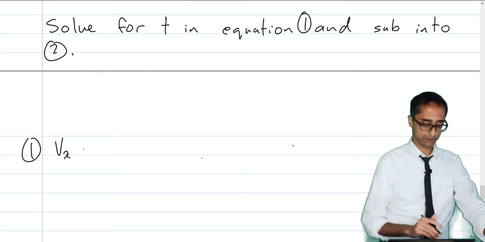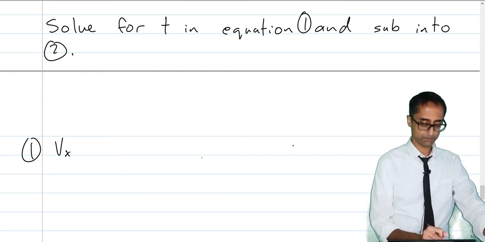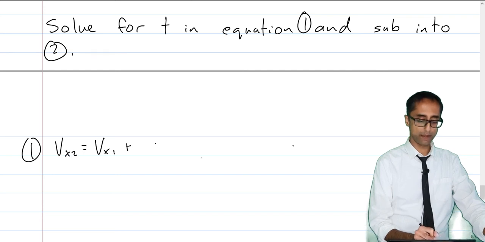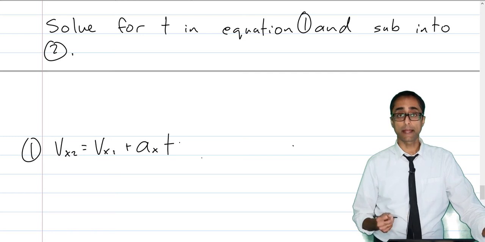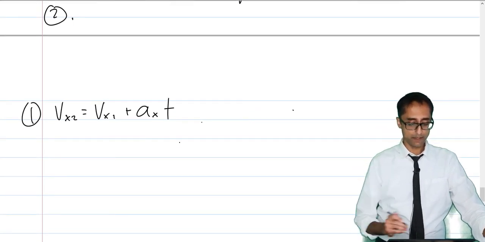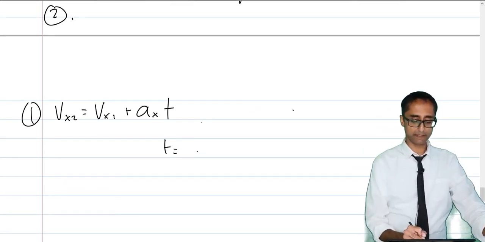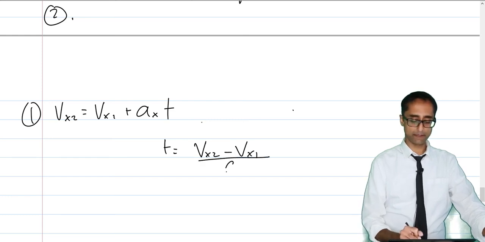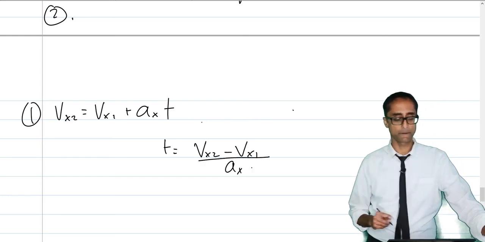So Vx2 equals Vx1 plus Axt, like so. Again, now we're solving for the time. And so we get that time is equal to Vx2 minus Vx1, and we'll divide both sides by Ax, giving us this equation here.